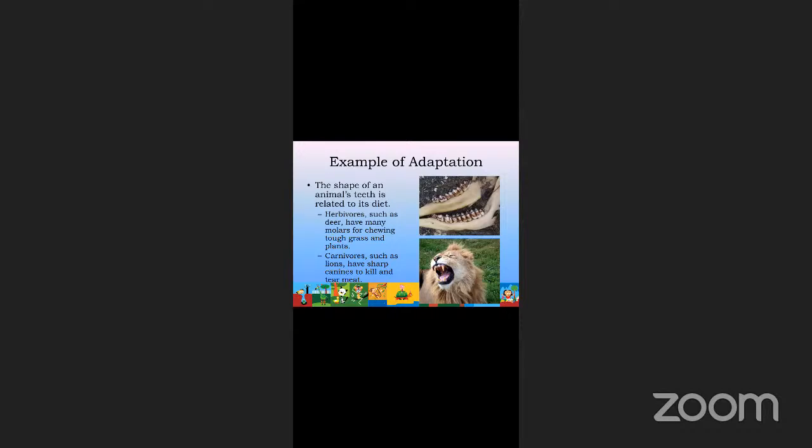Here, if we see in herbivores like deer and goat, we see more molar teeth than canines. This is because they chew tough grass and other plants. So for chewing purposes, they require molar teeth. So in herbivores, usually we see molar teeth. And in carnivores, like in lions, we see sharp canine teeth, so that they kill and tear the meat. So that kind of modification we can see according to the diet.